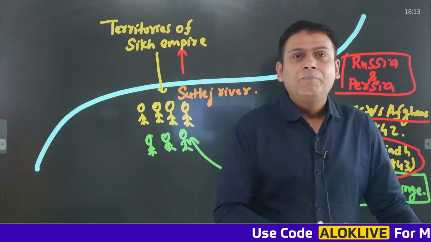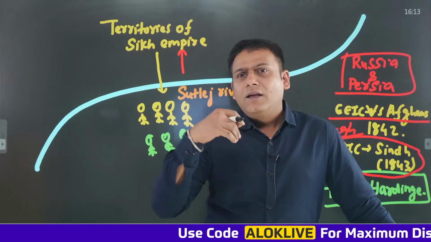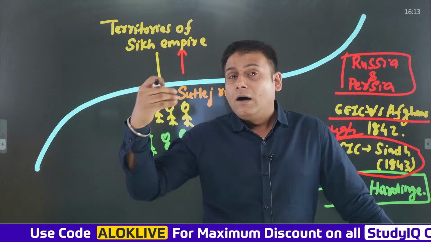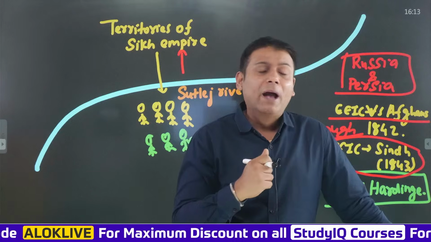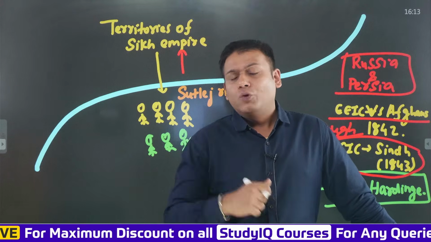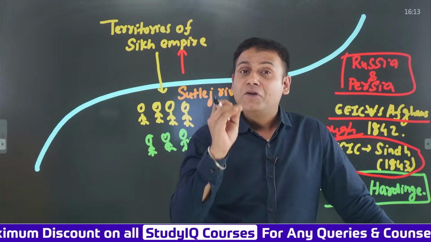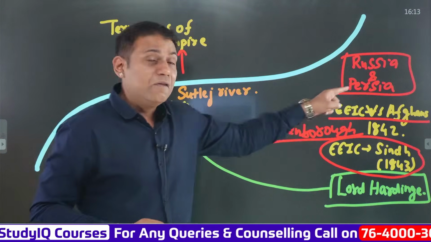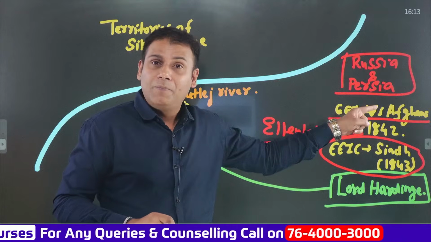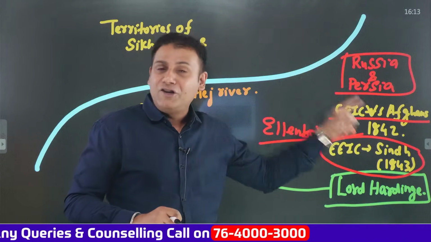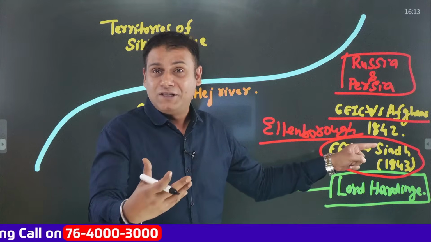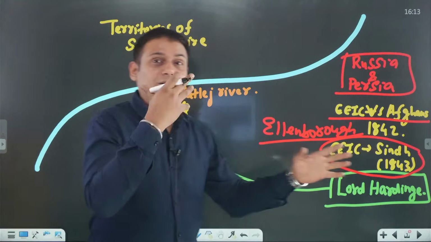Let's understand. Specifically, Ellenborough was questioned that why did you capture the region of Sindh? So he gave the answer, I have captured the region of Sindh because Sindh had supported Dost Muhammad in the First Anglo-Afghan War. In fact, the actual intention was, yes, they were following the policy of expansionism. They were following the policy of imperialism.